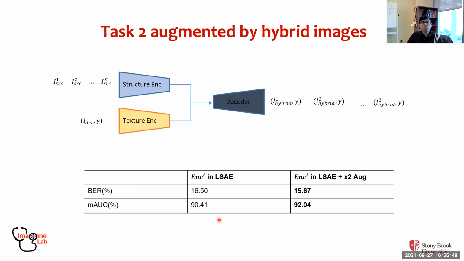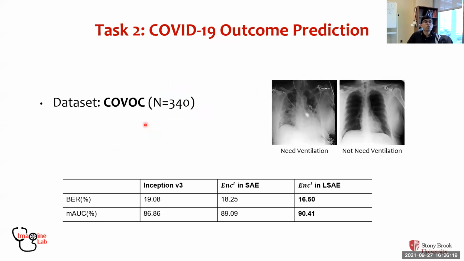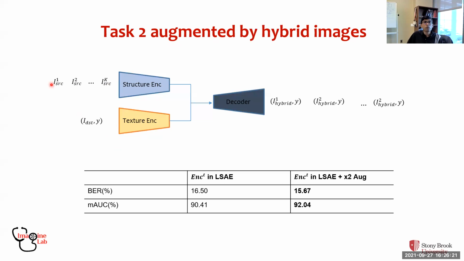So finally, we propose a data augmentation strategy. Like I said, this can help us augment existing datasets by learning texture from a group of images and structure from another image, and then doing a mashup of them. So for each chest X-ray labeled with Y in the COVOC dataset, we can generate K hybrid images by mixing the texture of this image with the structure of the healthy images that you see here.